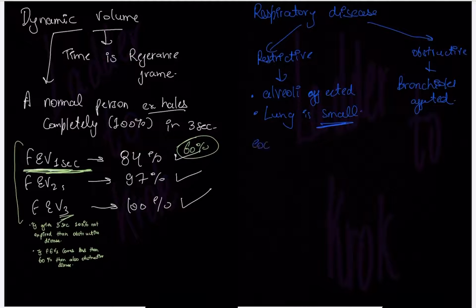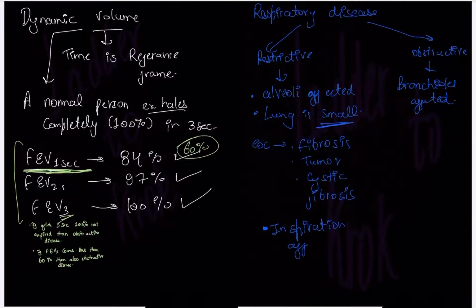Examples of what will usually affect are fibrosis, pulmonary fibrosis, pulmonary tumor, and cystic fibrosis. These are all diseases that come in pathomorphology. And one more thing, in these restrictive diseases, what is affected more? Usually inspiration is affected. Inspiration is affected.